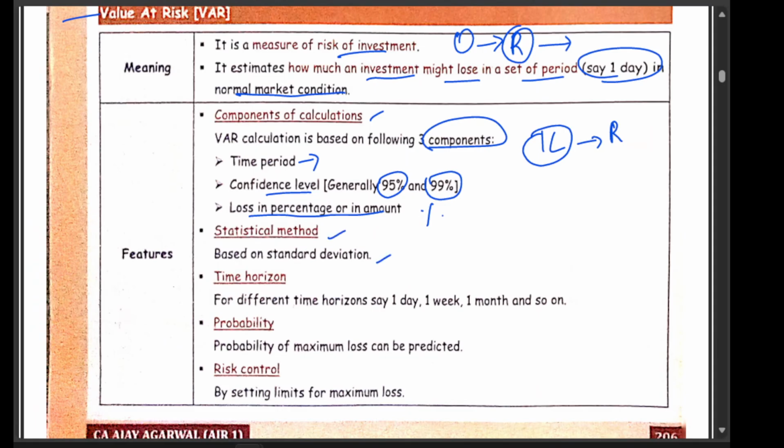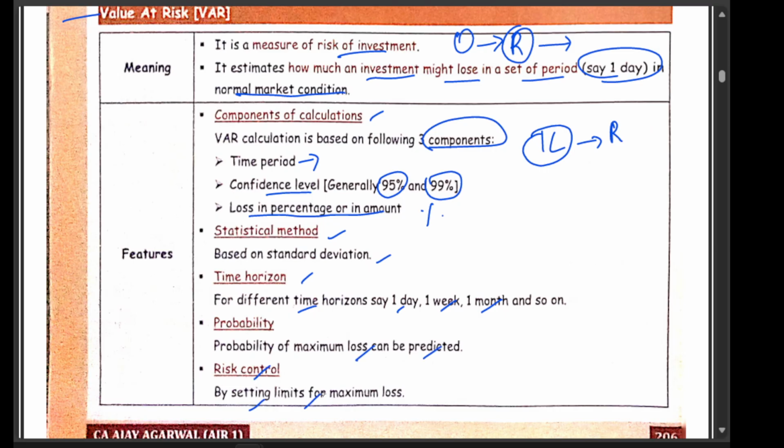The statistical method is standard deviation. We take a number of values and see how much they deviate from the mean, and from that we can find the standard deviation. For the time horizon, we can use different horizons: 1 day, 1 week, 1 month. So it can be expressed as a probability, and the maximum loss can be predicted.